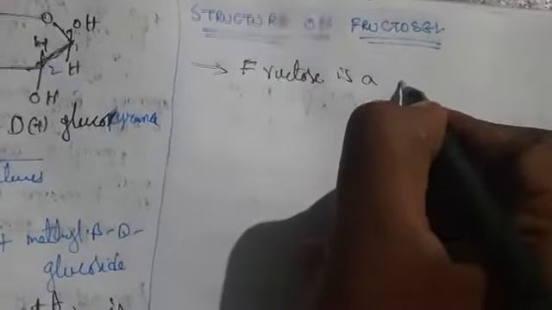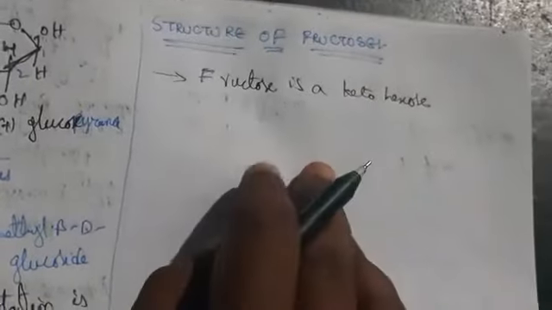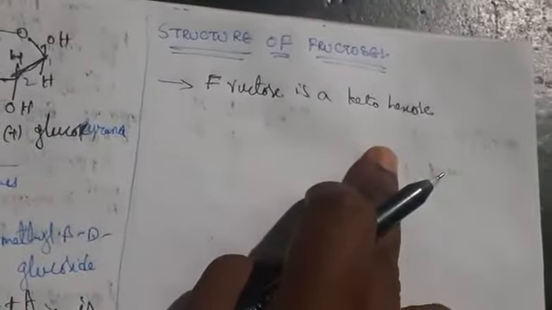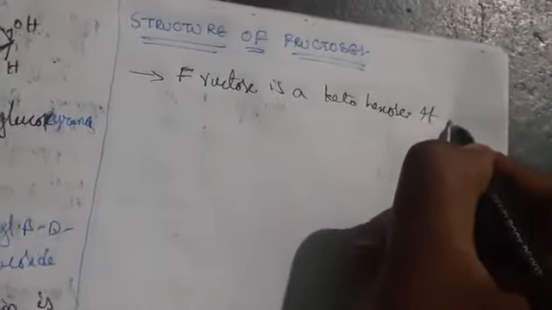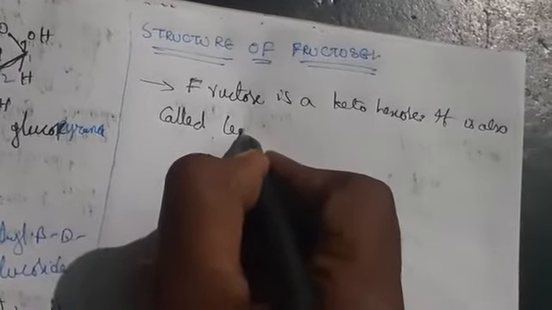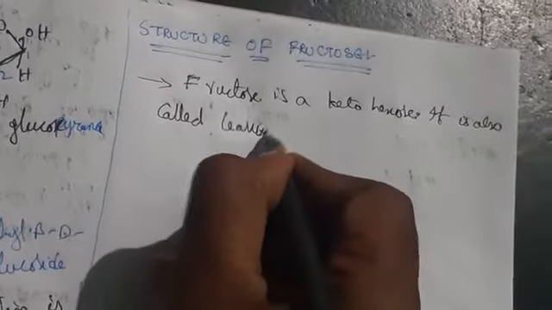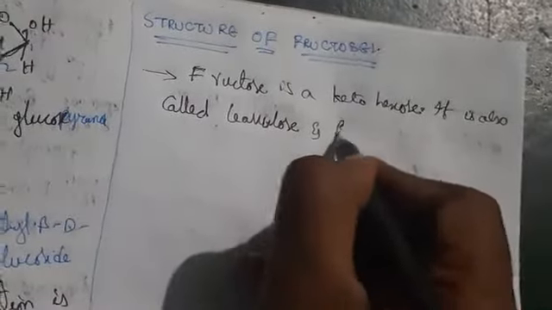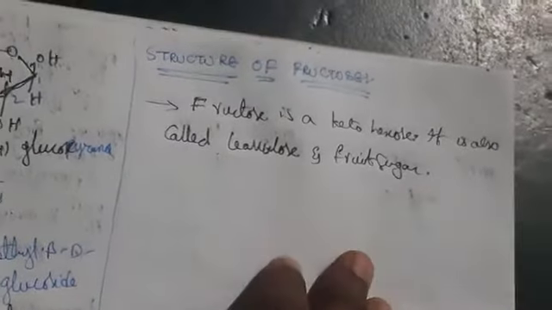So fructose is a ketohexose. Why? Because it contains a keto group. It is also called levulose and fruit sugar.